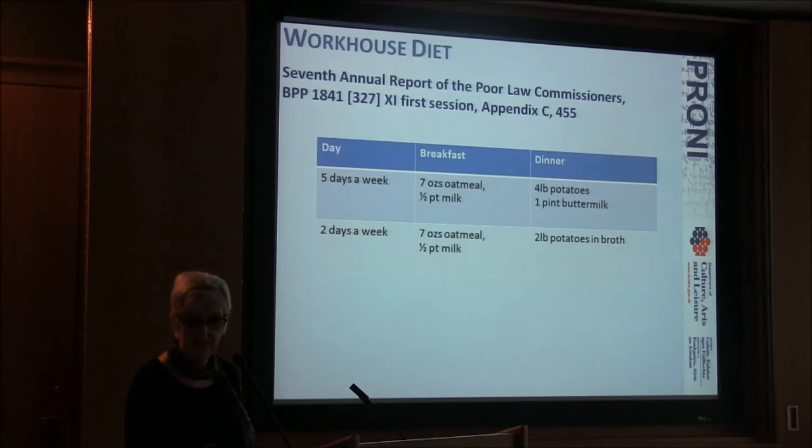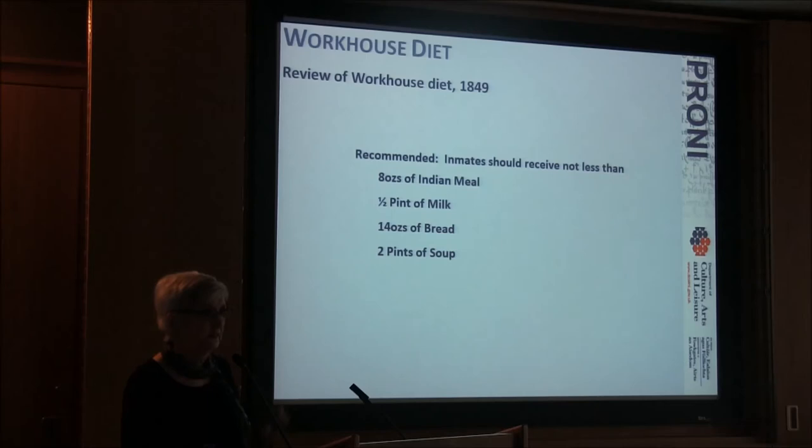I couldn't find this in tabular form, but it was recommended during the famine that inmates should receive not less than 8 ounces of Indian meal, half a pint of milk, 14 ounces of bread, and 2 pints of soup. Which isn't too bad, because if you're starving, that's quite substantial. So you can understand why people wanted this, poor as it was.